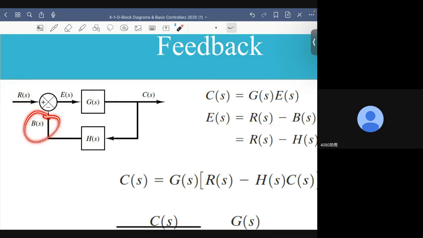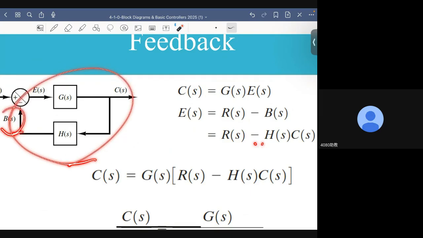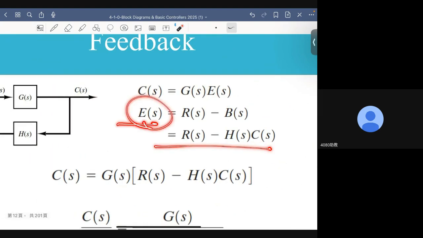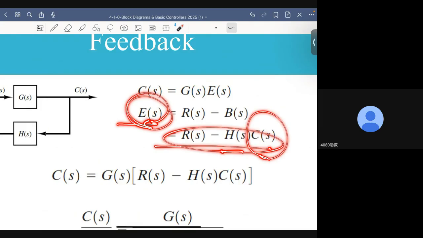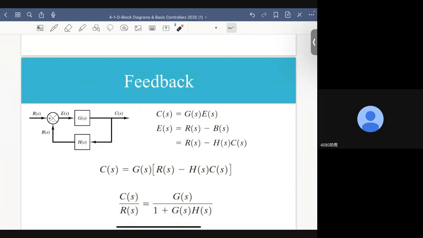Now, what is the B anyway? According, again, to this block diagram, B is the product of H and C, right? Okay, so from here, we have everything we need to connect E with C. I'm sorry, to connect R to C. So how do we do that?